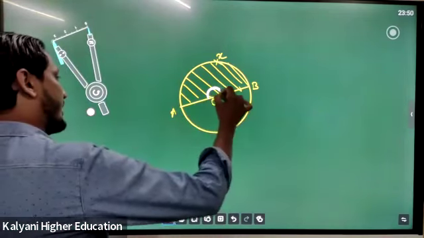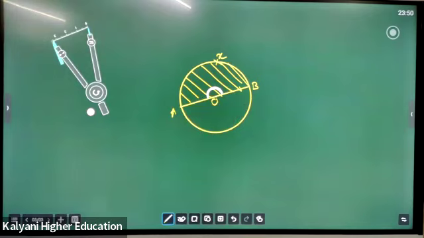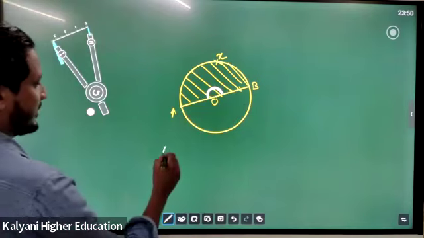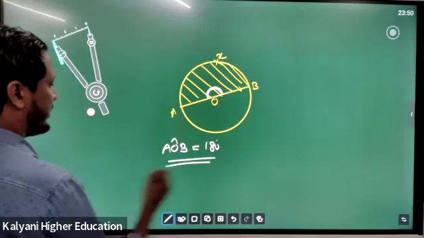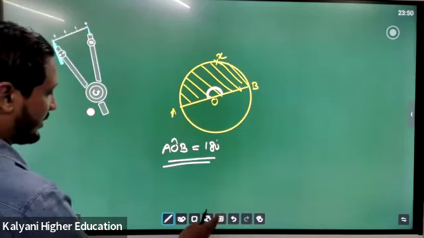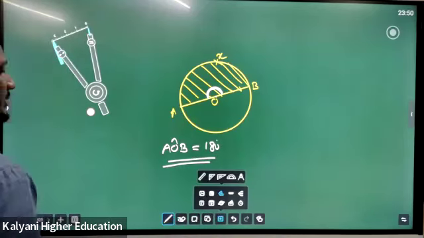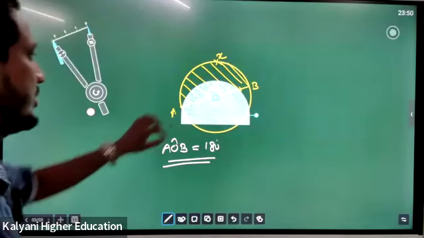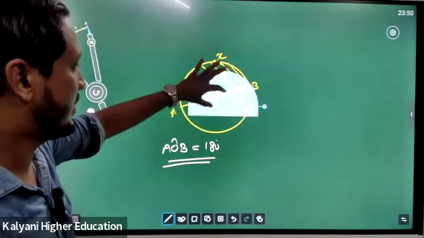AOB is a straight line. So what is the angle? AOB, a straight line. So 180. They ask you to measure it. If you want, you can take the protractor and measure it. You can measure this one.